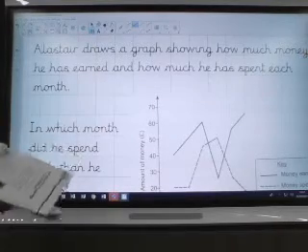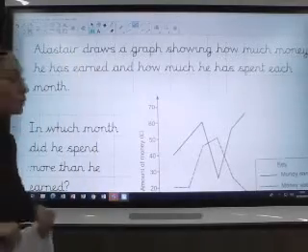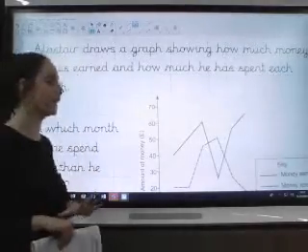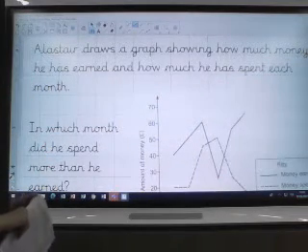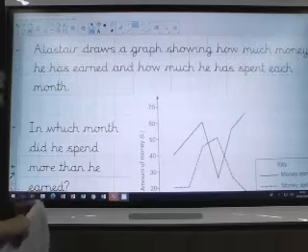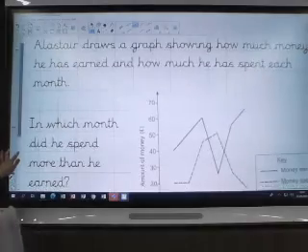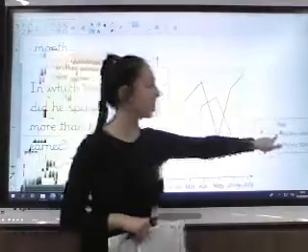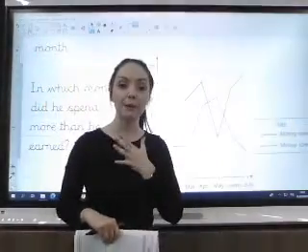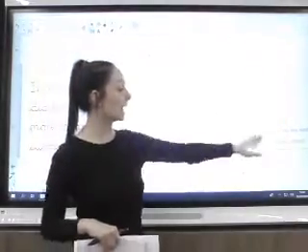Okay, on your next page then, you have got a different graph, and this graph does look a little bit more confusing because it's got 2 different lines on. So this one says, Alistair draws a graph showing how much money he has earned and how much he has spent each month. Okay, let's have a look at the graph then. So we've got 2 different lines. We've got a solid black line that tells us how much money he's earned. So that's how much money he has got, how much money he has been given. And you've got a dotted line that tells you how much money he has spent.